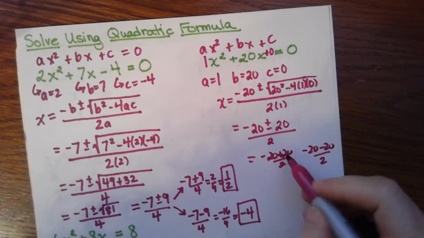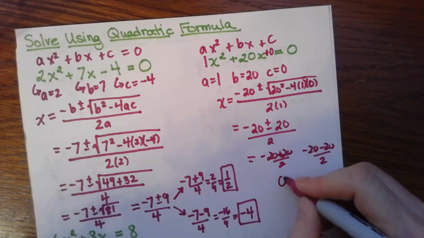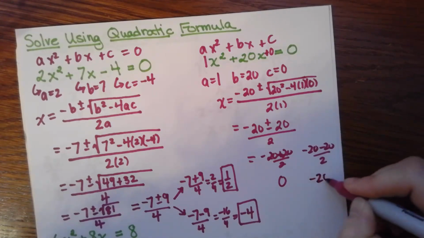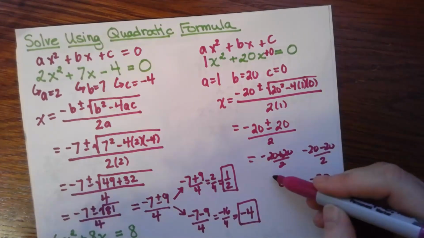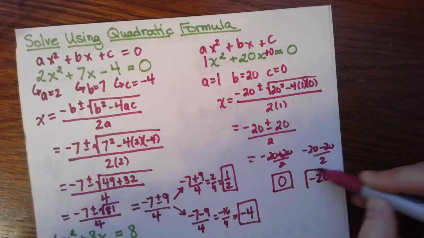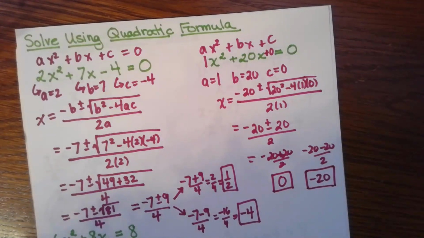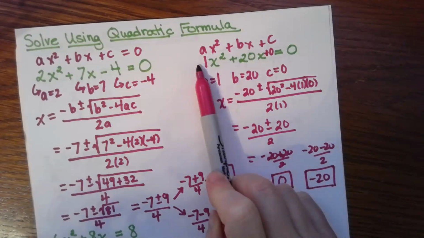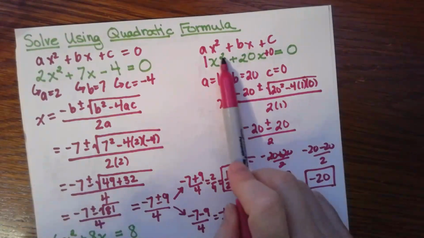So negative 20 plus 20, that's 0. 0 divided by 2 is 0. And then negative 20 minus 20 is negative 40. Divided by 2 is negative 20. Okay. So those are our two solutions there. Okay. And notice we could have easily gotten that by doing x times x plus 20. So x is 0, or negative 20 would give us a 0 on the other.